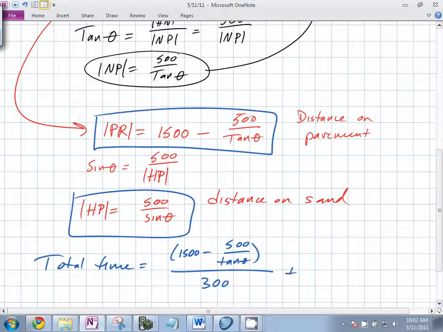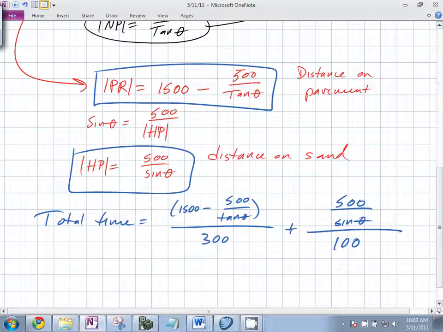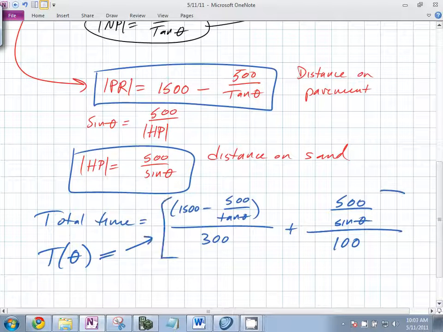Plus 500 over sine theta over what? There it is, right, exactly. So t of theta, time in terms of theta, equals this thing right there. Time in terms of theta is equal to that thing right there.